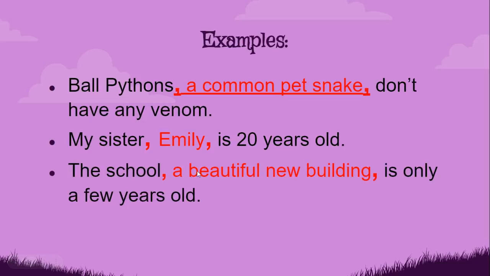The school, a beautiful new building, is only a few years old. Once again, the stuff that's in black here, the school is only a few years old, is going to be the main sentence. The school is the subject, is only a few years old is your predicate. But we want extra information about the school. So a beautiful new building tells us more about the school. We put commas on either side.